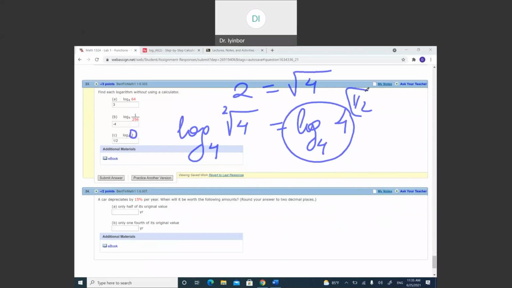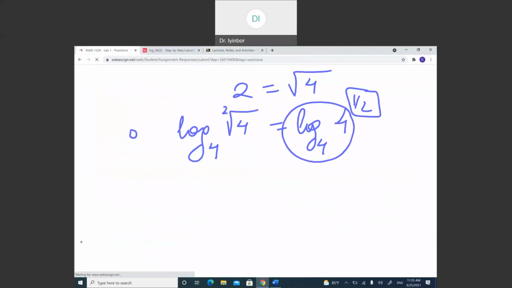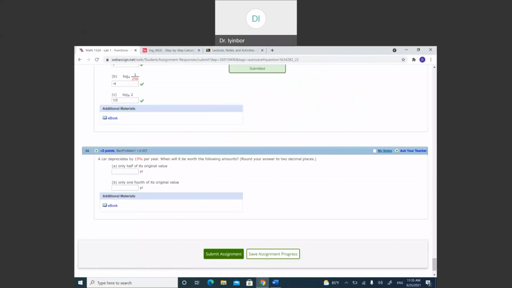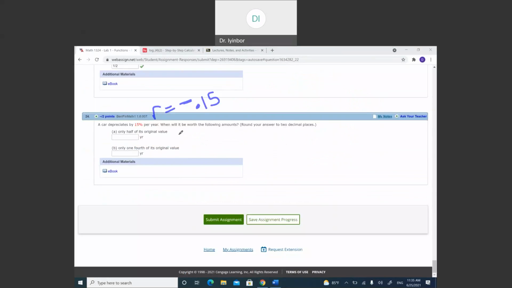And then we have one more question to solve. The last one is about a car depreciating again, so the rate is going to be negative 0.15. It's a negative rate. And the question is, when will the worth of the car be the following amount, half of the original price? Okay, let's do that. And we need to answer to 2 decimal places.